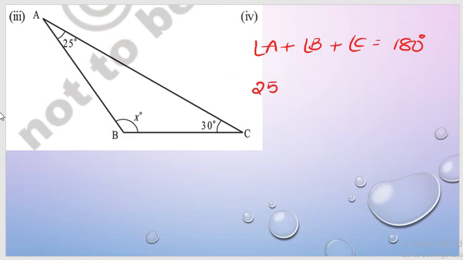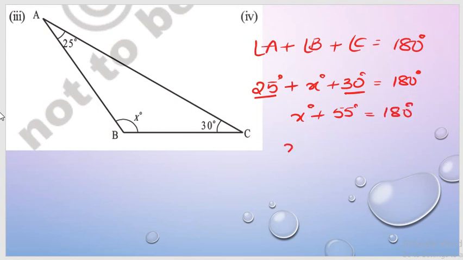On substituting the values, 25 degrees plus x degrees plus 30 degrees is equal to 180 degrees. So 25 plus 30 is 55. So x plus 55 degrees is equal to 180 degrees. So x degrees is equal to 180 degrees minus 55 degrees. So 180 minus 55 is 125 degrees. Is this angle greater than 90 degrees? Yes. Since it is an obtuse angle triangle, the value of x is 125 degrees.